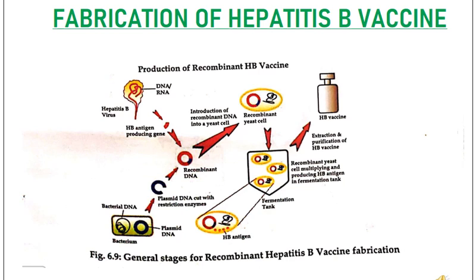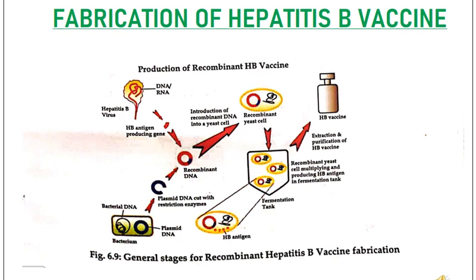coli, and then is cut with a restriction enzyme, making the plasmid vector. Now coming to the third point, that is insertion of the isolated HBs antigen gene into the bacterial plasmid vector, which helps in the establishment of the recombinant DNA.